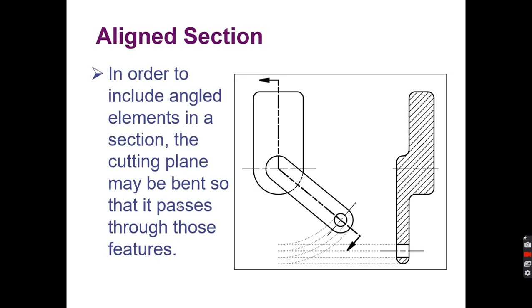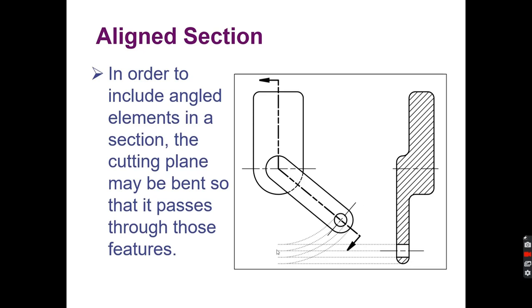Advanced sectioning. Aligned sections. In order to include angled elements in a section, a cutting plane line may be bent so that it passes through these features. This is a little confusing. If we cut through here, we wouldn't be able to see, if we just cut that away and turned and looked in here, the true length of this arm. It'd be foreshortened. So what we do is we align it.